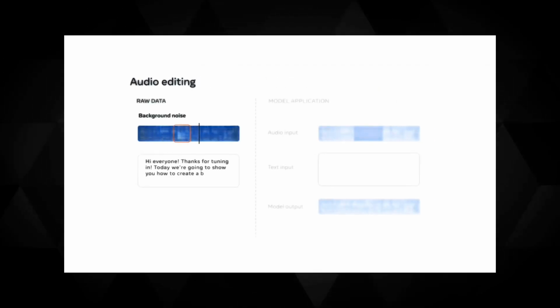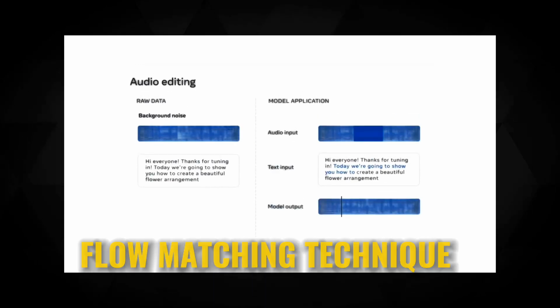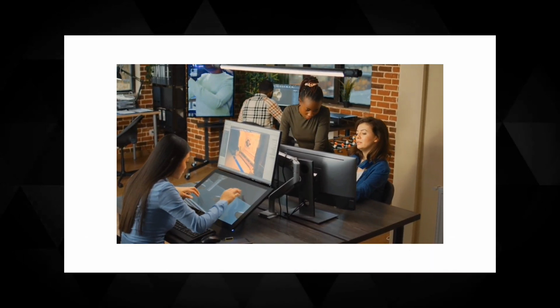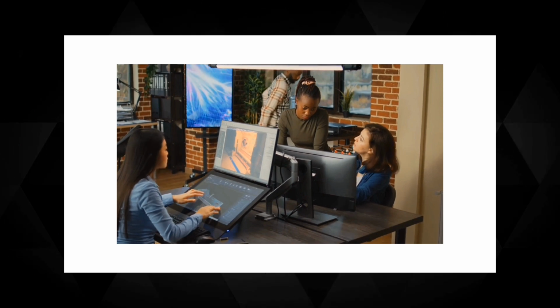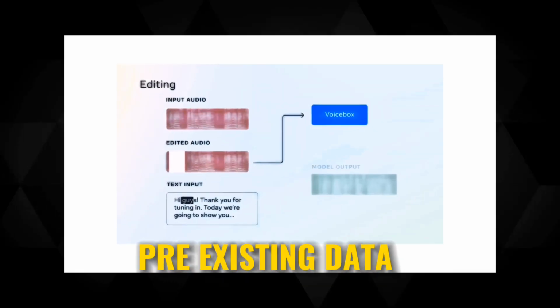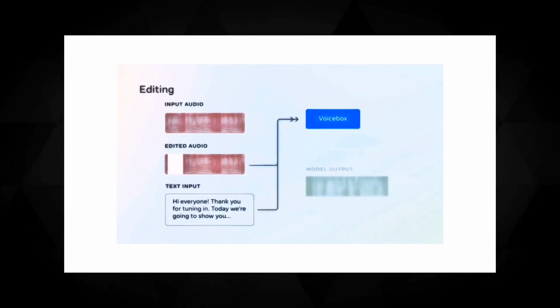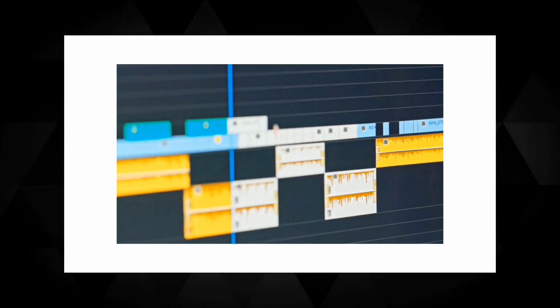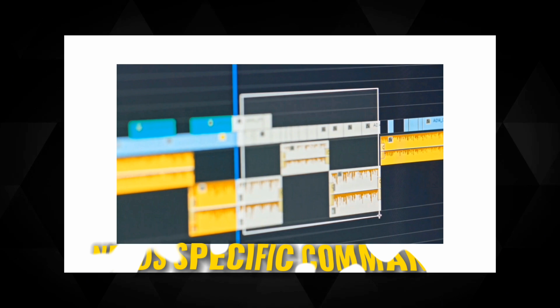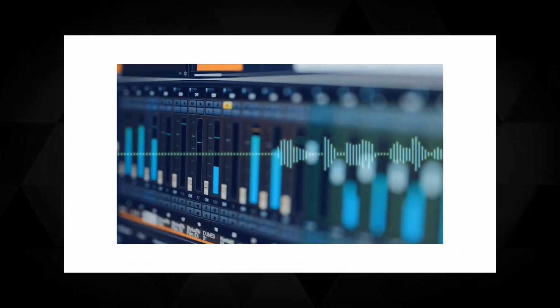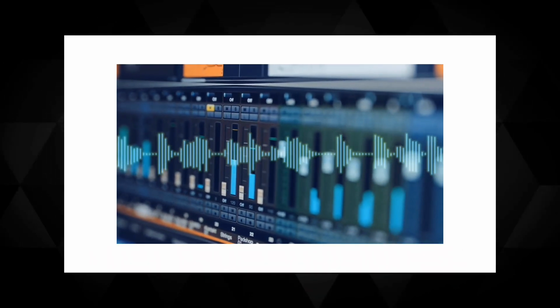As mentioned earlier, it is the flow matching technique that provides the VoiceBox with an upper hand above the other speech synthesizing AIs. The technique helps VoiceBox to draw its content from pre-existing data, avoiding the need for meticulous labeling, which is quite different from existing software that relies on existing data and needs specific commands to be given to them to do something that they aren't programmed to do.